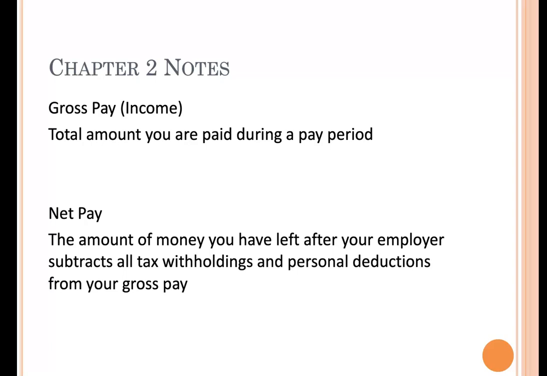So for Chapter 2 notes, the only note I have is what is net income. What we talked about in Chapter 1 was gross income, all the different ways that you can make money. Now we're going to talk about once you've made your money, then there are all these deductions. So this is what we cover in Chapter 2, net pay: the amount of money you have left after your employer subtracts all the tax withholdings and personal deductions from your gross pay. Please pause the video if you need to take time to write that down.